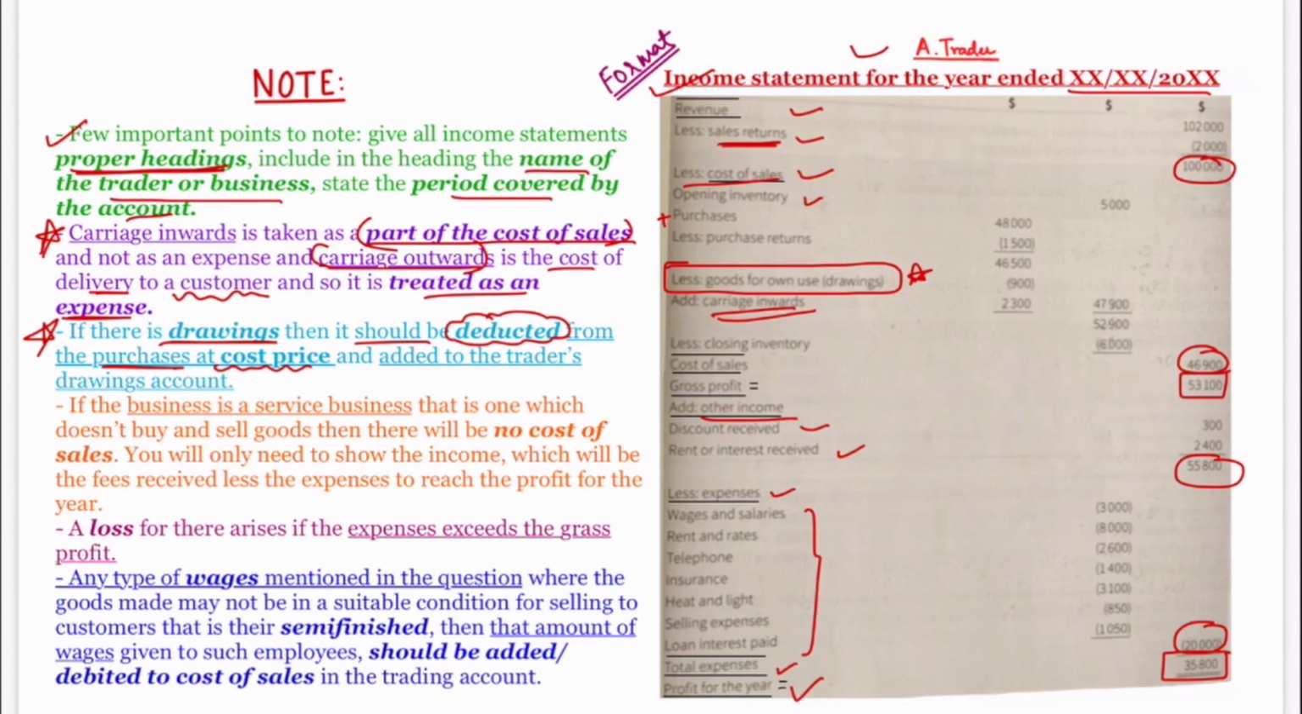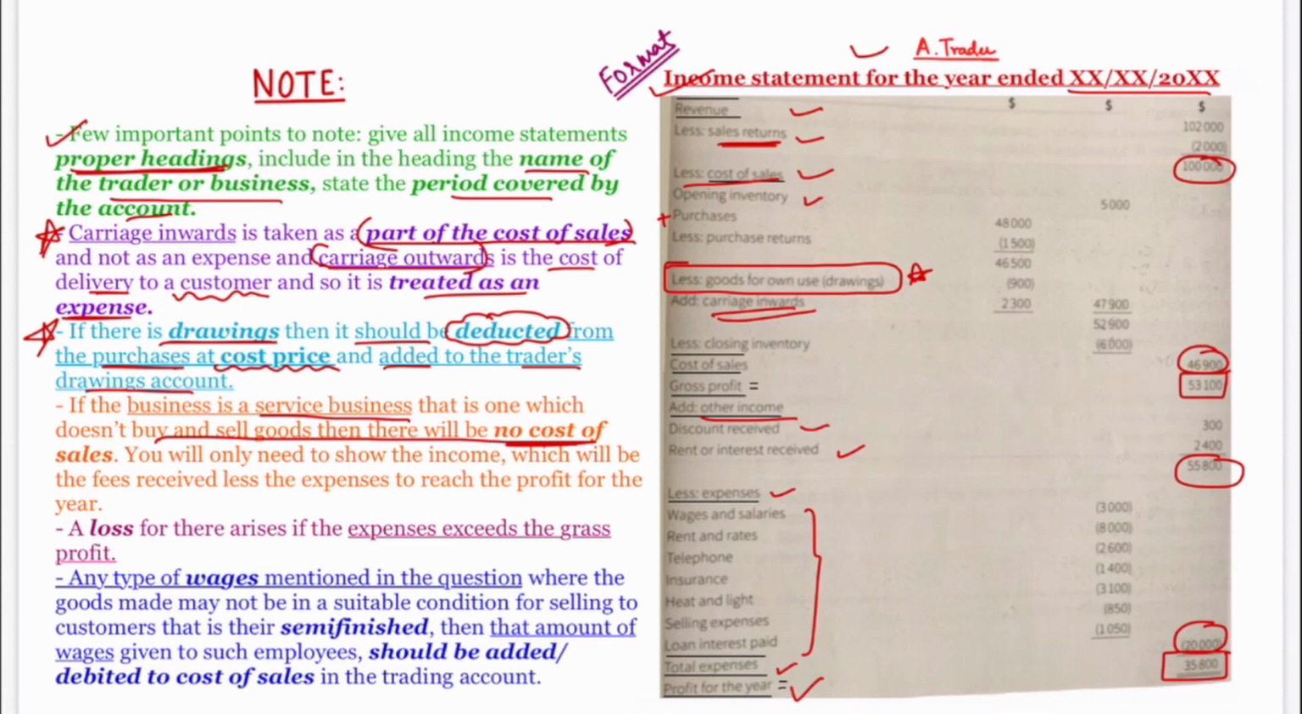Next, if the business is a service business, that is one which doesn't buy and sell goods, then there will be no cost of sales. You will only need to show the income, which will be the fees received less the expenses to reach the profit for the year.